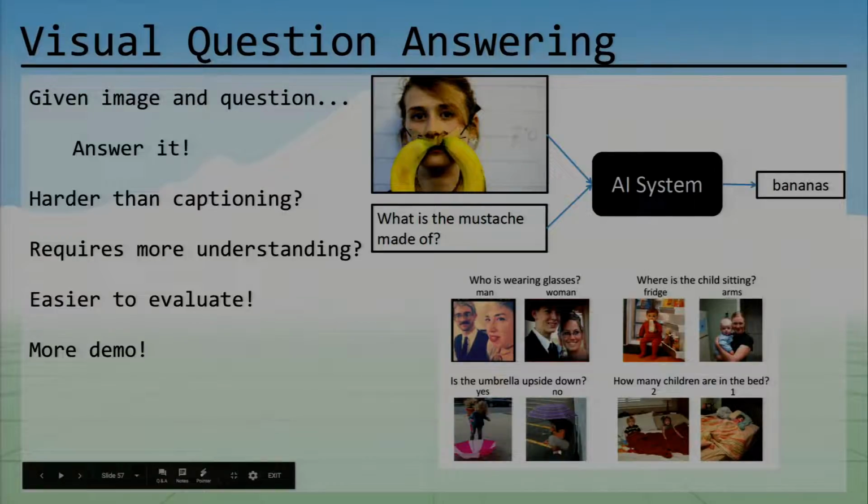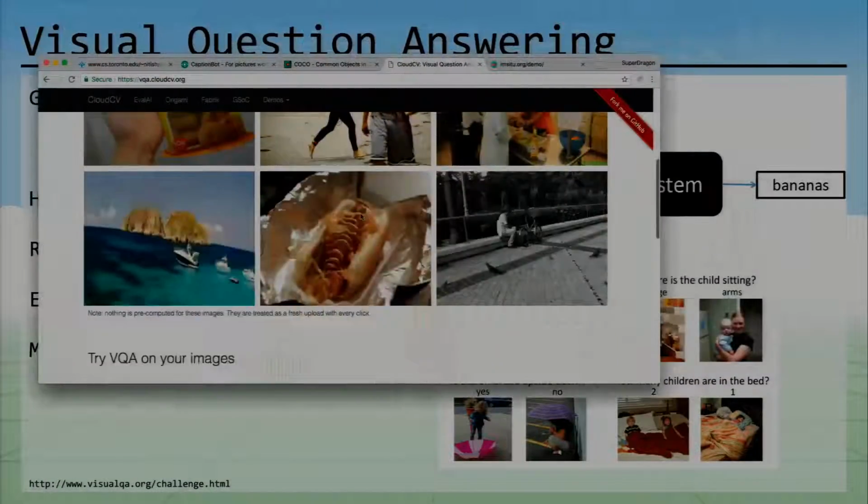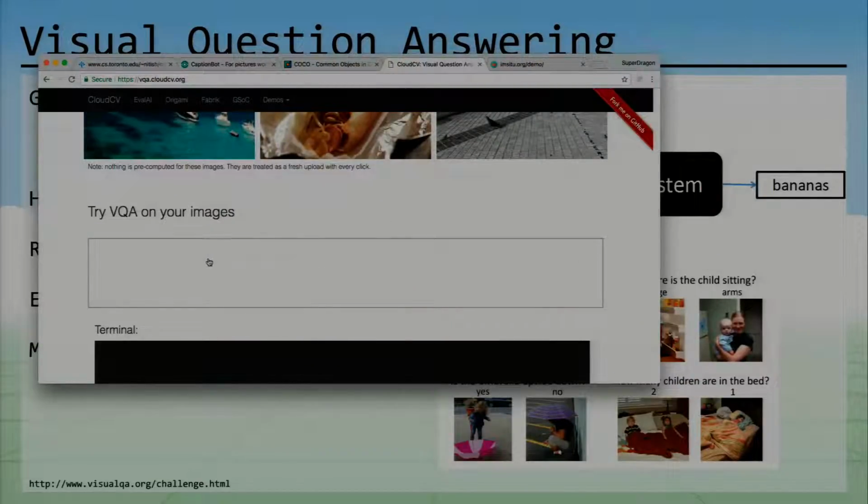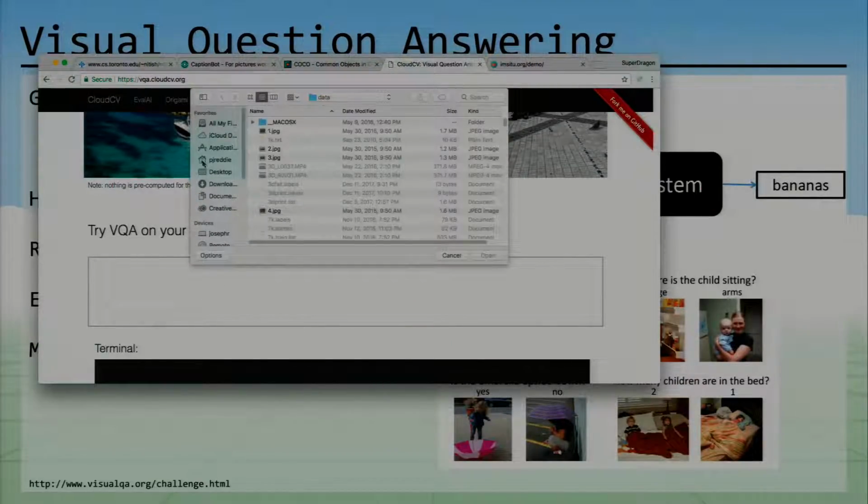Just for the last demo, I'll show you this little visual question answering thing. You can try out your own images, and I'll try to do that.